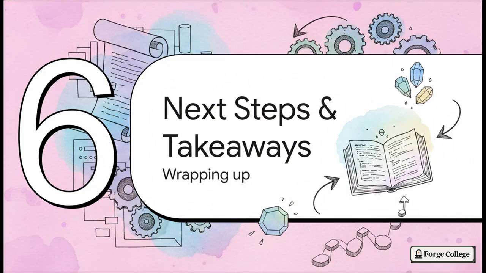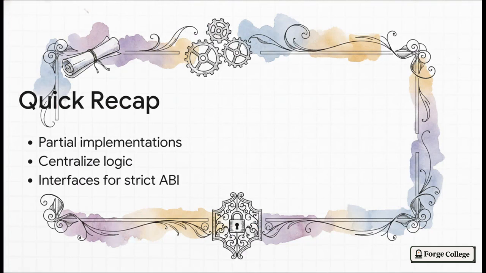And that brings us to Section 6, next steps and takeaways. Let's wrap up this blueprint. Here's the quick recap. Abstract contracts allow for partial implementations, unlike interfaces. You definitely want to use them to centralize your shared logic. It is the ultimate way to avoid messy, duplicated code across your projects.